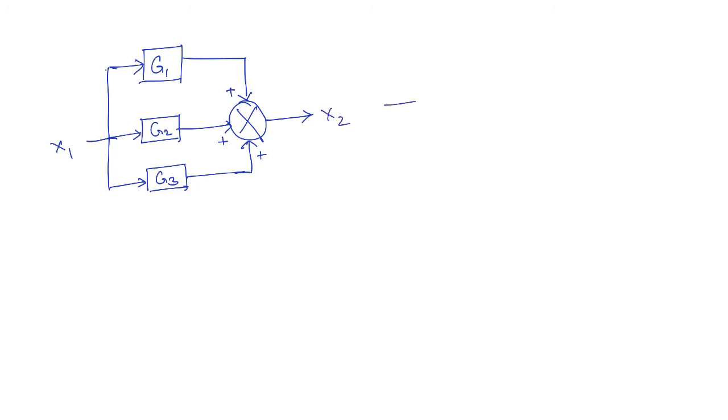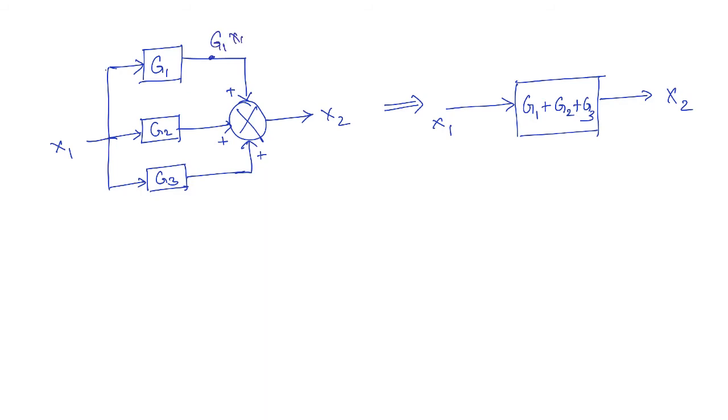Now this can be represented by a single block which will be equal to the sum of the transfer functions of each of the blocks, that is G1 plus G2 plus G3. This will give x2. So you can verify this also. Here the output will be G1 x1, here G2 x1, and G3 x1. So x2 will be equal to G1 x1 plus G2 x1 plus G3 x1. Here also you will find the same output.